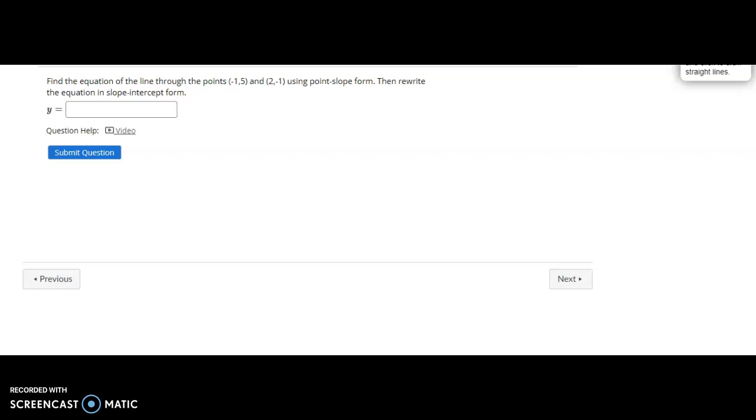Okay, we need to find the equation of the line through these 2 points using point-slope form, then rewrite the equation into slope-intercept form. So, point-slope form is y minus y1 equals m times x minus x1. So to do this, we need a point, x1, y1, and we need the slope. So remember, y and x just stay as themselves.